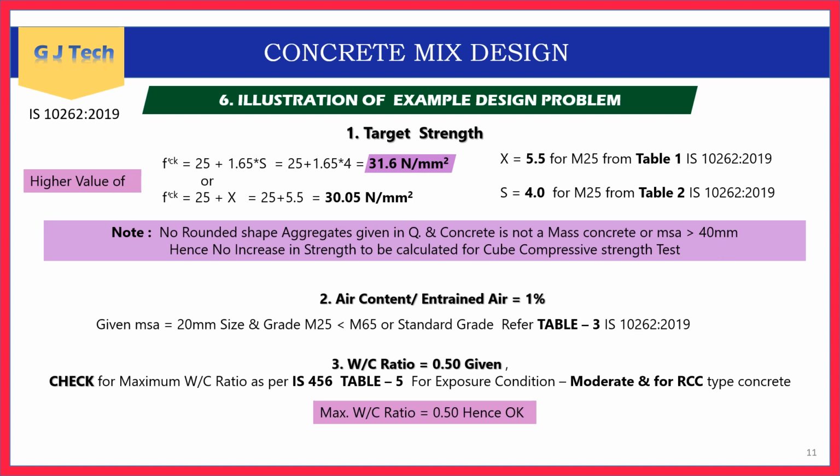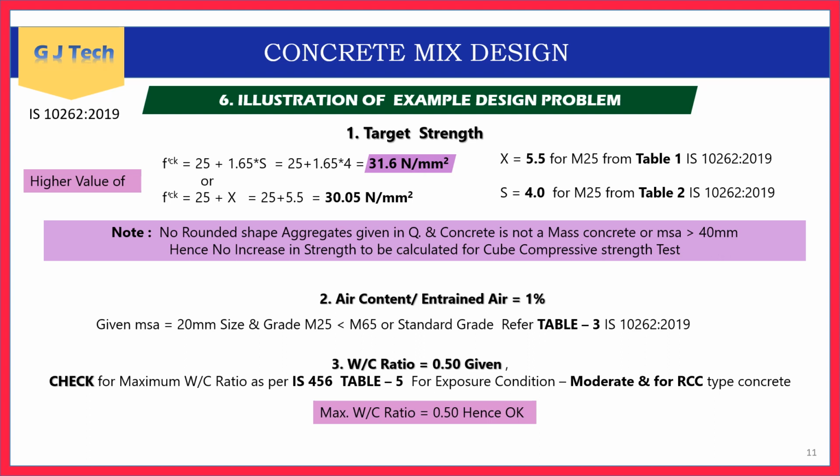Then there is a correction for target strength only in case rounded aggregates are used in mass concrete. This correction is also made when there is wet sieving before the cube casting for the compressive strength test. Here no rounded aggregates are used, hence we can discard any changes, and directly the target strength value is 31.6, that is the higher of the values from both the equations.